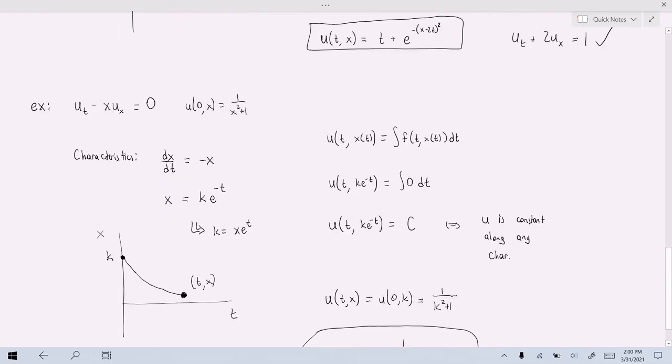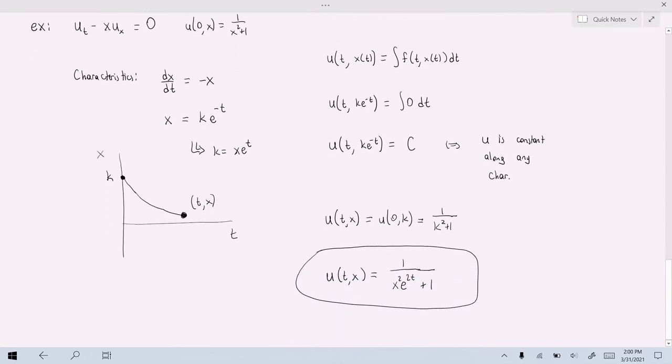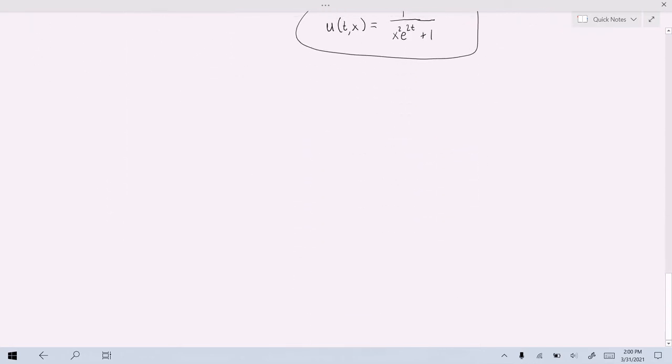All right, I'm going to do another example. Let's consider the PDE u_t plus t squared u_x equals 0 with initial condition u of (0,x) equals e to the negative x squared.